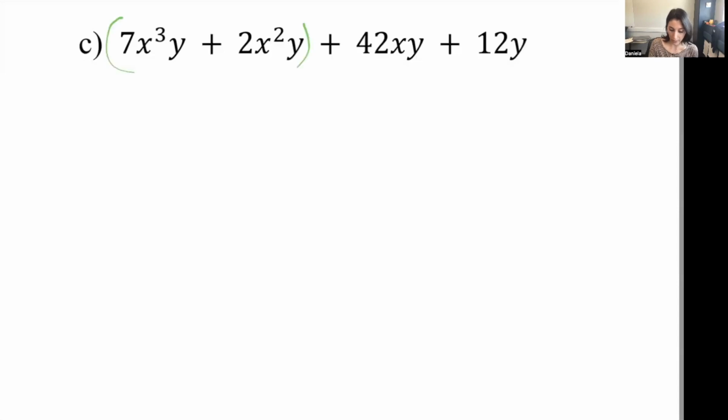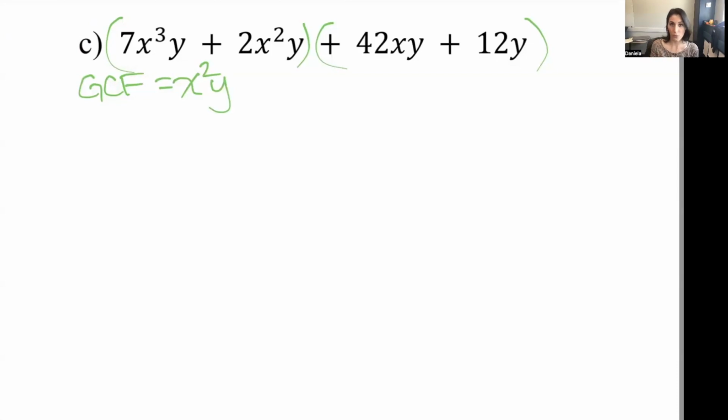It's called by grouping because you're going to group the first 2 terms together and the last 2 terms together. And it's essentially the GCF method 3 different times. So we're going to find the GCF, rather, of the first group. So both of them have at least 2 x's, so x squared. A little tip, you just always take the smaller exponent. And they both have a y. So the GCF of the first group is x squared y, right?